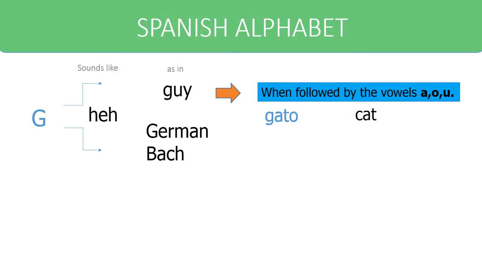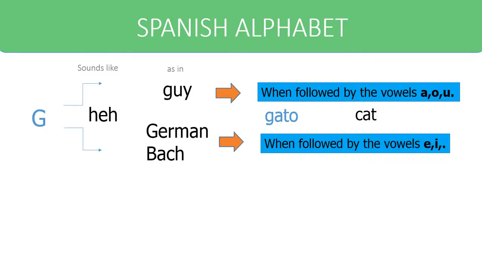So the other sound is similar to the German word Bach. In English, I think there is no sound like this one. That's why I'm putting this example as the German word Bach. And this sound will apply when letter G is followed by the vowels E and I.